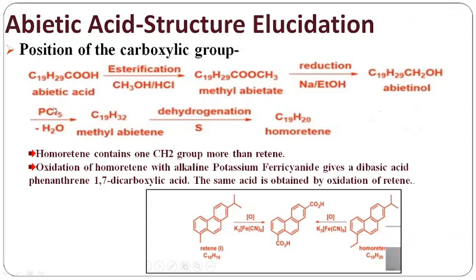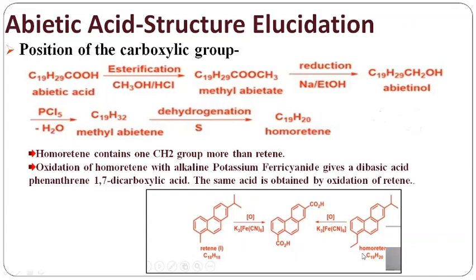Abietinol on reaction with phosphorus pentachloride undergoes dehydration, yielding a hydrocarbon, methyl abietine, C19H32, which on sulfur or selenium dehydrogenation forms homoretene. The structure of homoretene can also be assigned on the basis of retene, as we have seen earlier that retene contains 18 carbon atoms, and in homoretene there is 1 carbon atom extra.